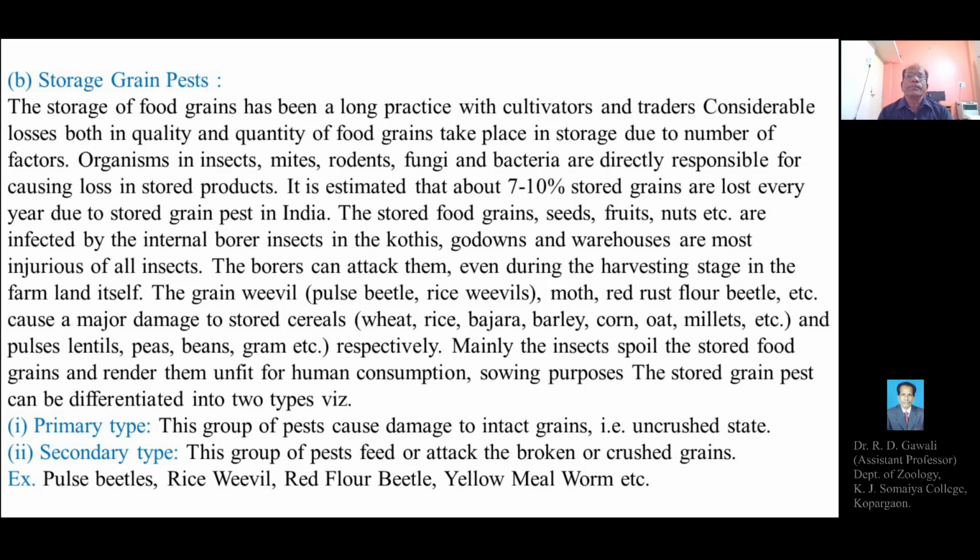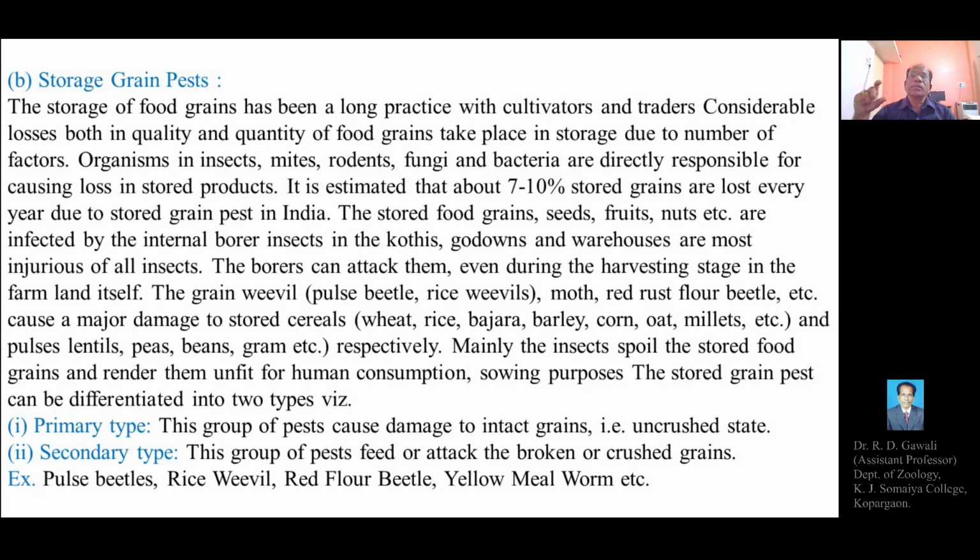Organisms like insects, mites, rodents, fungi, and bacteria are directly responsible for causing loss in stored products. So there are different type of organisms including insects, mites, rodents, bacteria, and fungi which are directly responsible for causing loss of stored products, and it is estimated that about 7 to 10% of stored grains are lost every year due to stored grain pests in India.